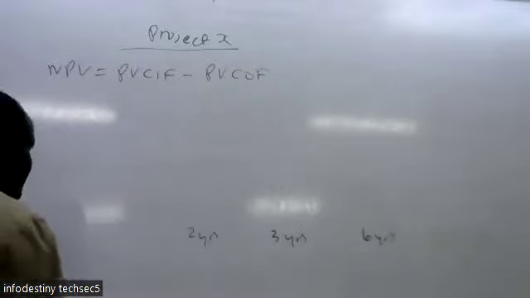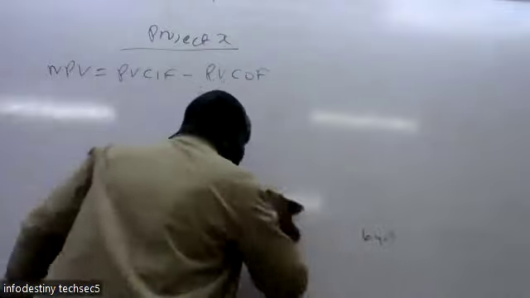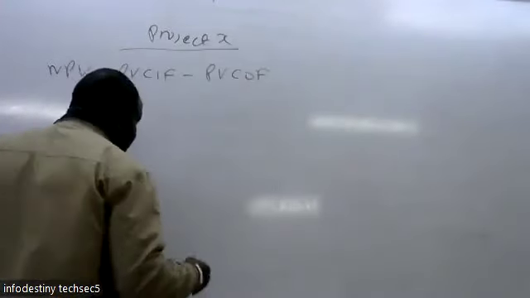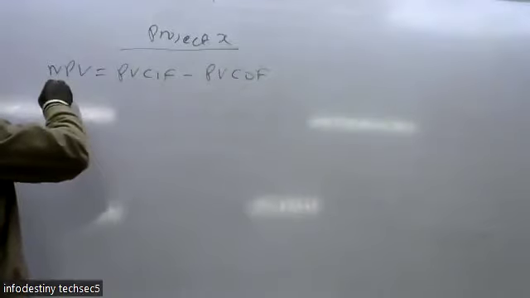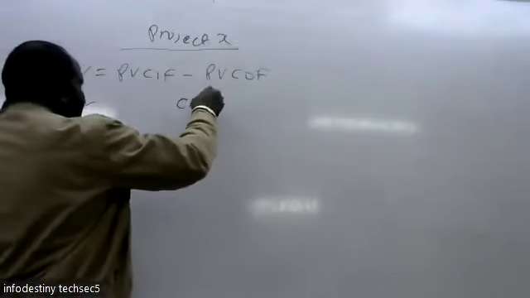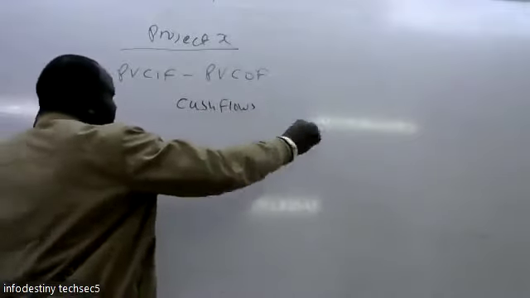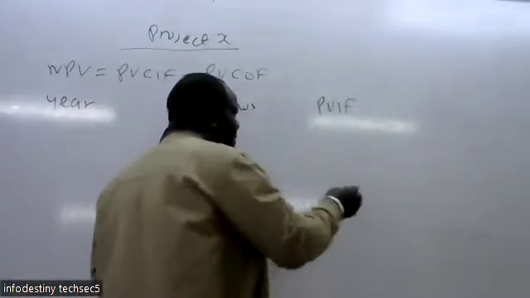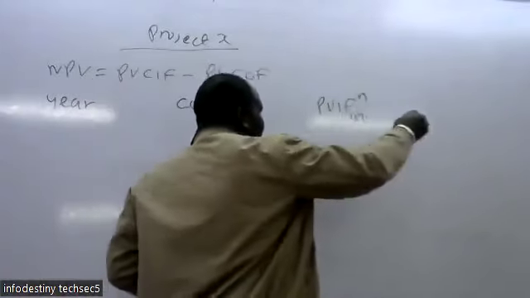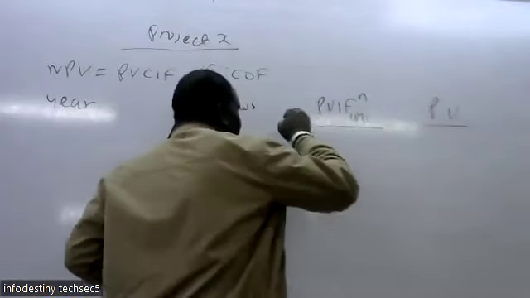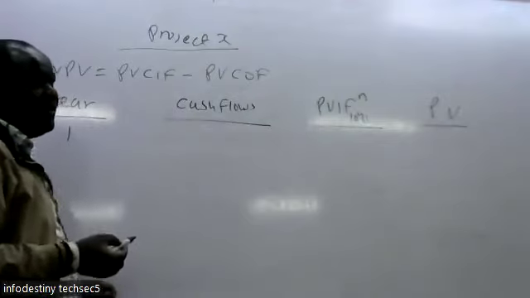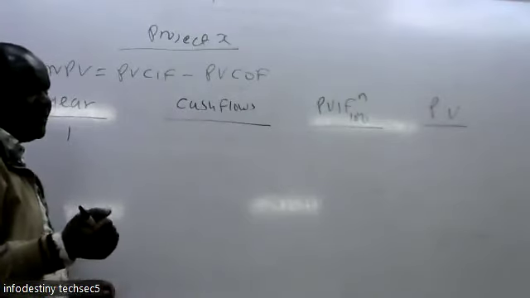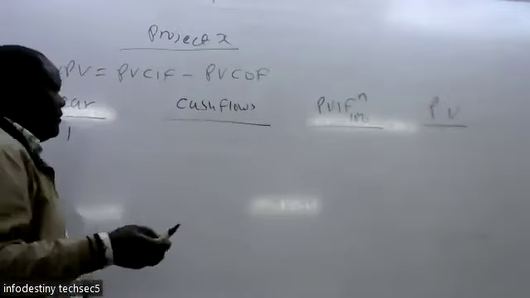So we are computing now the one for X. X will only be replaced twice to get 6 years. So we shall be having the year, then the cash flows, then the present value factor. The cost of capital I gave you was 10%. Then balance. So we start off with year one. You can see the cash flow for year one is 16,500 for project X.